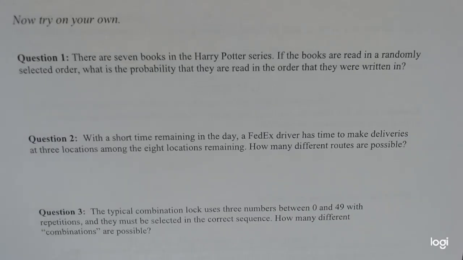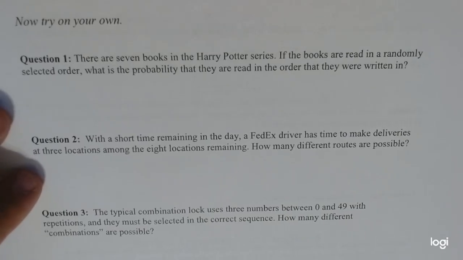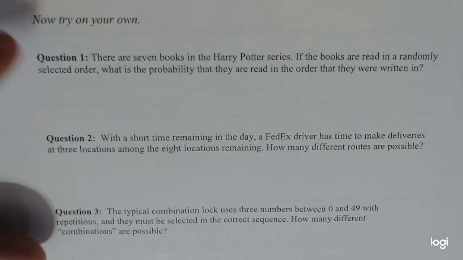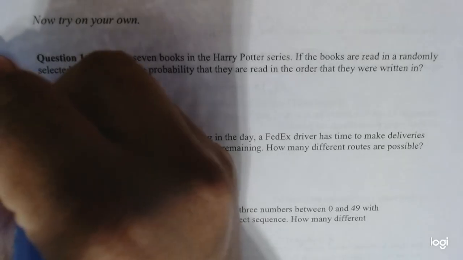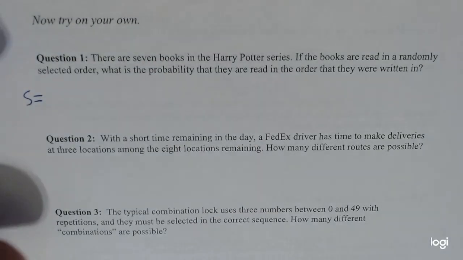Question 1: at the time I was making this question, I believe there are now 8 of them, but the question says there are 7 books in the Harry Potter series. If the books are read in a randomly selected order, what is the probability that they are read in the order they were written in? The first thing we want to do is find the sample space, how many orders we can do.